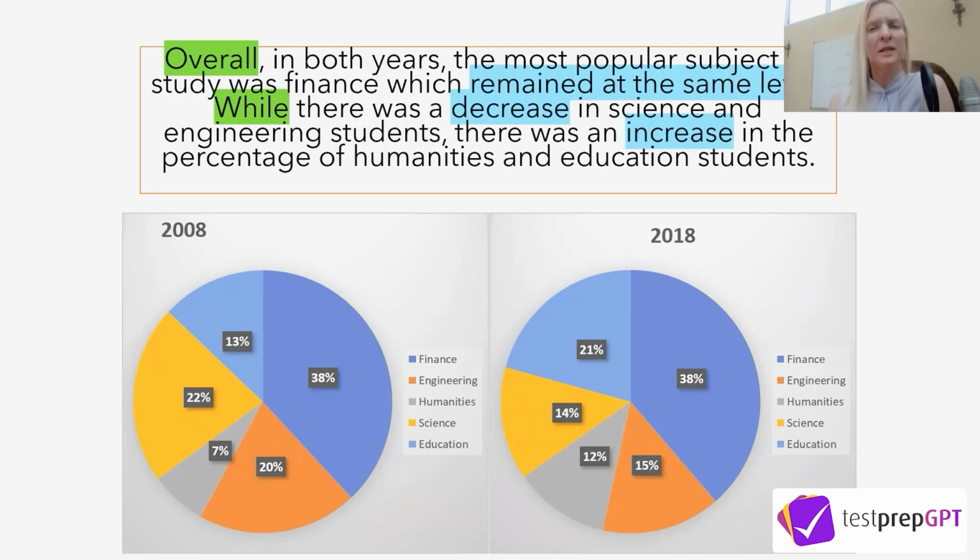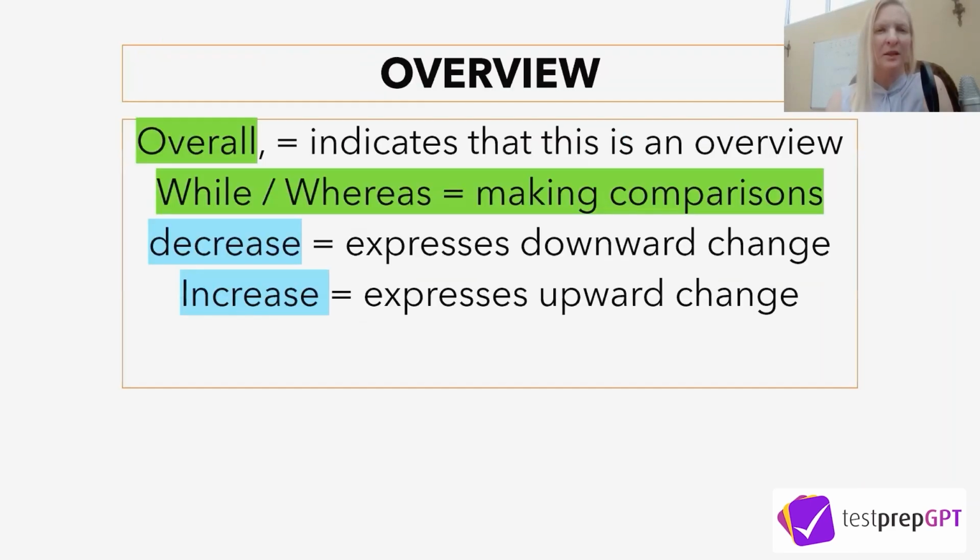While there was a decrease in science and engineering students, there was an increase in the percentage of humanities and education students. So what I have stated is the general trends. I've expressed what has stayed the same, and I've expressed what has gone up and what has gone down. So that's the main idea. And I've used some nice linkers, overall and while, and I've also used decrease and increase in the overview.